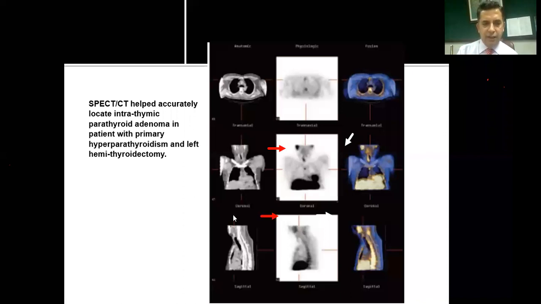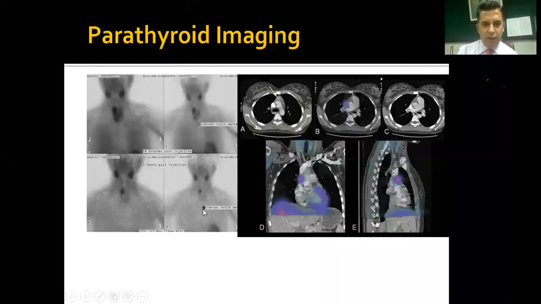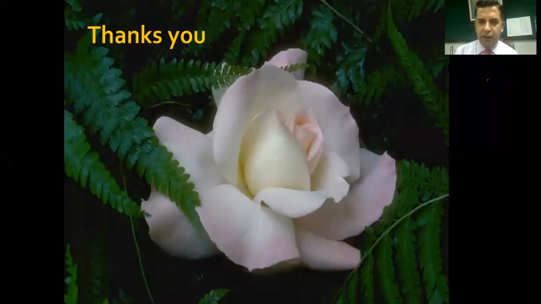This is another parathyroid adenoma right there. No, this is a marker. You can see it's here. This is another one. Can you see it's right there above the right atrium, a parathyroid adenoma. So parathyroid can be very adequately imaged using the isotopic techniques.